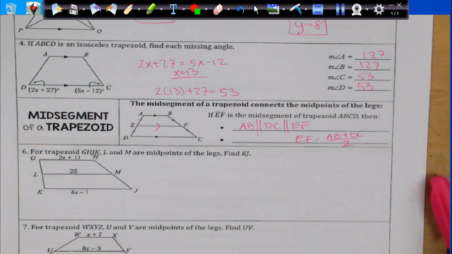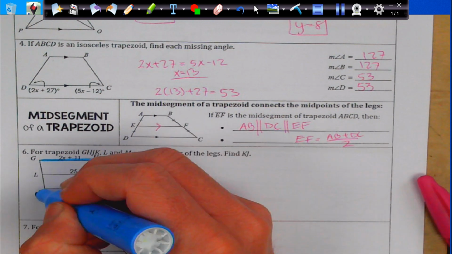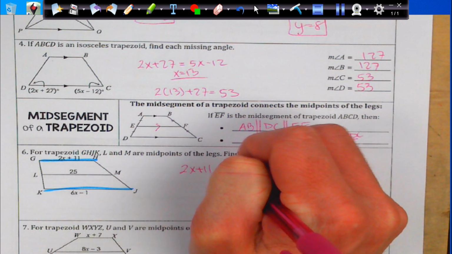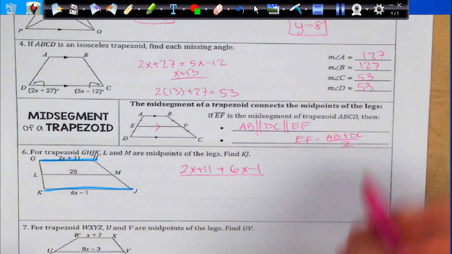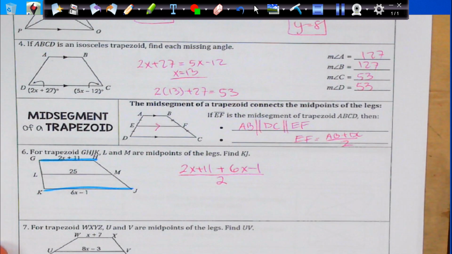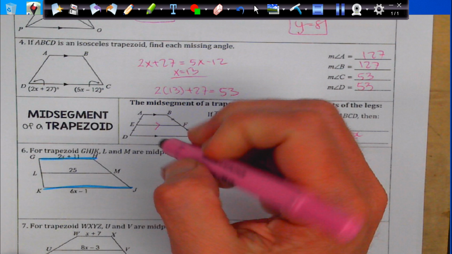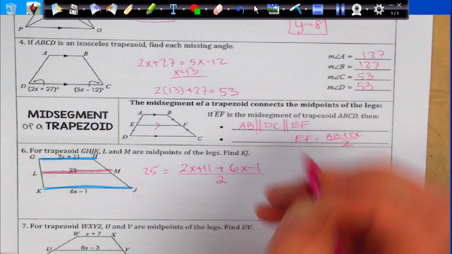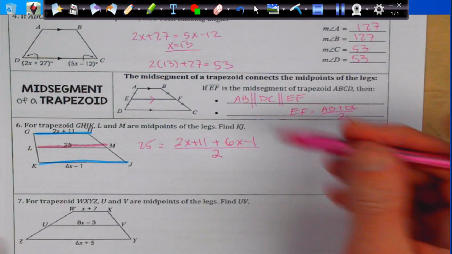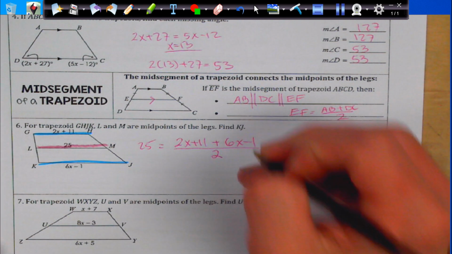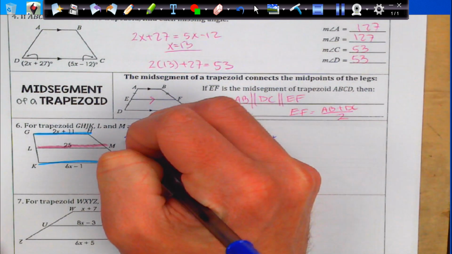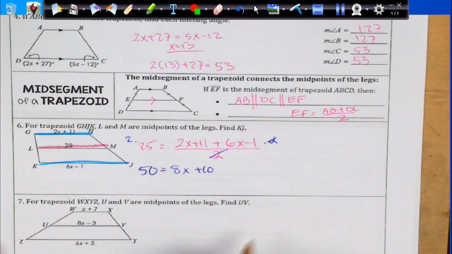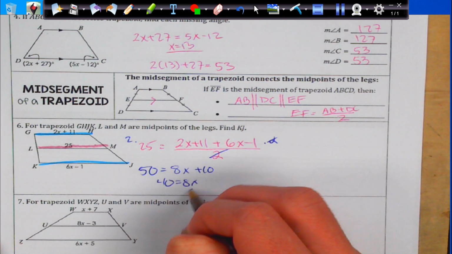So AB and DC are my two bases, the top and the bottom. So if I add those two together, 2x plus 11 plus 6x minus 1, and divide it by 2, that's my average, that should equal my mid-segment, which is 25. Then to solve this, we're going to multiply a 2 out from both sides. So I get 50 equals, and then I'm going to combine like terms, 8x plus 10. Subtract the 10, I get 40 equals 8x, and then x equals 5.